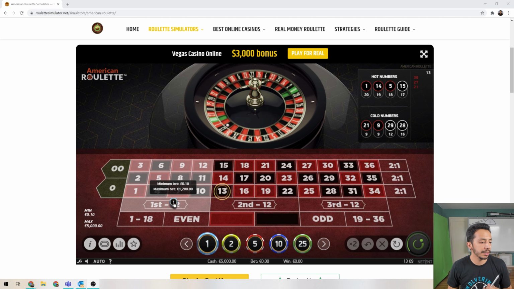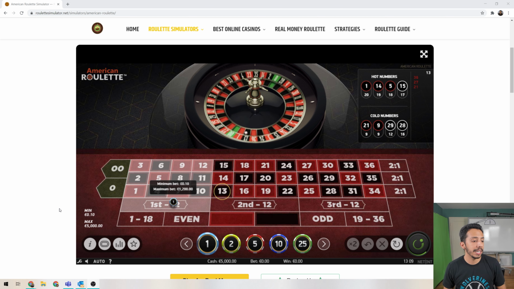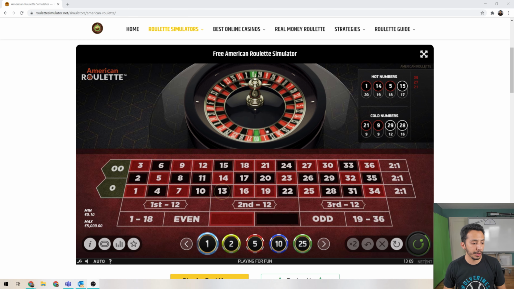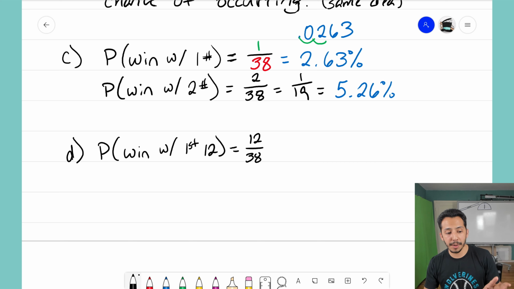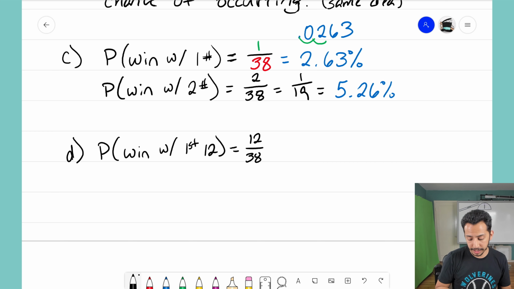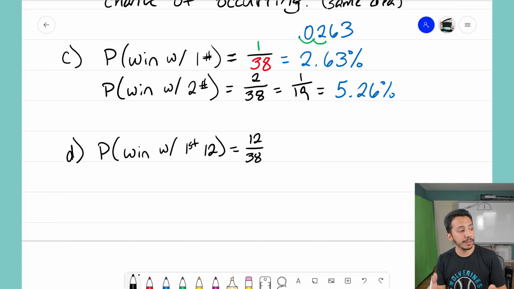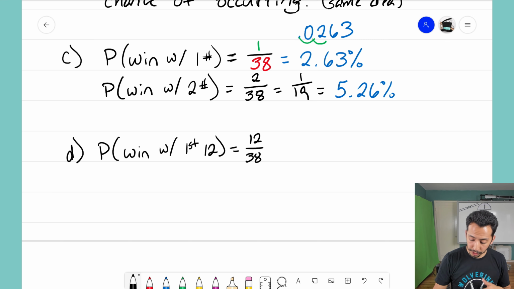Okay, I'm seeing no one falling for the trap. It is 12 over 38. So it's not going to be 1 over 12. Yeah, I saw that pop up. Not 1 over 12. It's 12 over 38 because you're still picking 12 numbers out of a possible 38.